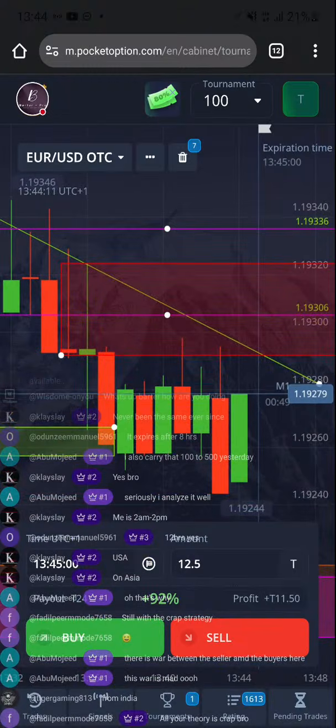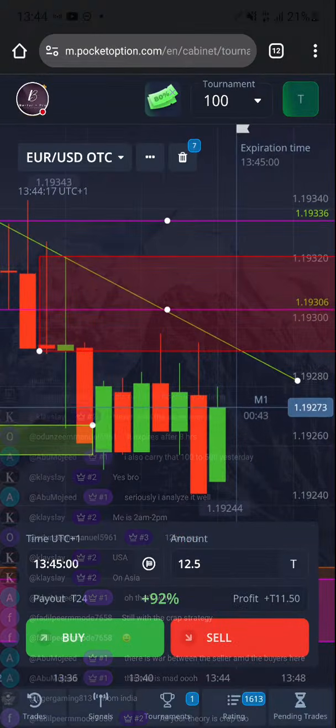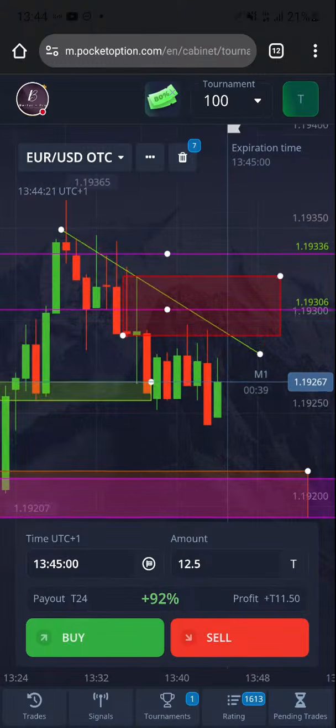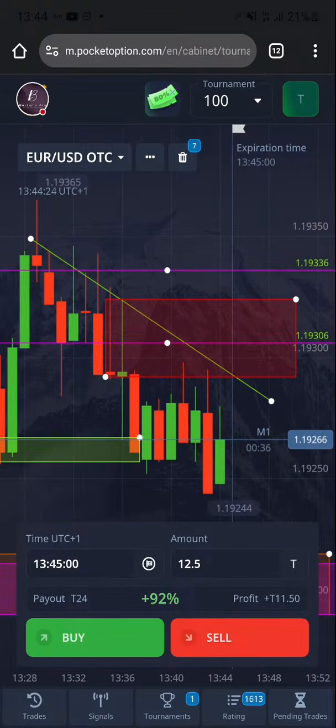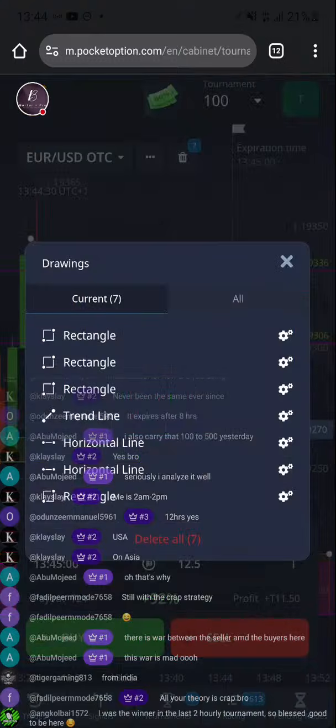Now I wanted to tell you something about red green patterns. See, anytime you see a doji and you see a red green pattern, the red green pattern is most likely going to work. You get the gist.